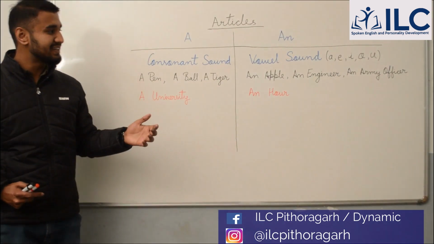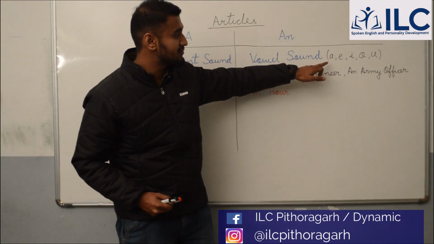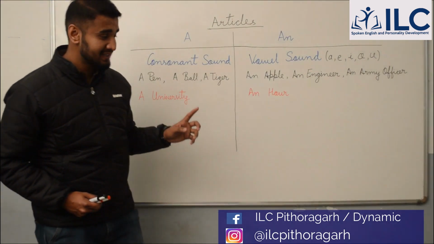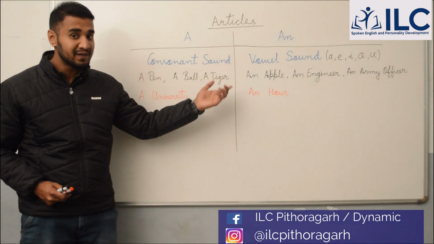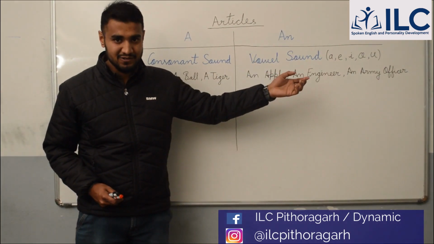Now, there is one thing that we have learned in school, that we use an when we have a word which starts from a, e, i, o or u. That's why I said in the beginning that we don't use a with consonants or an with vowels, but we use a with consonant sounds and an with vowel sounds.